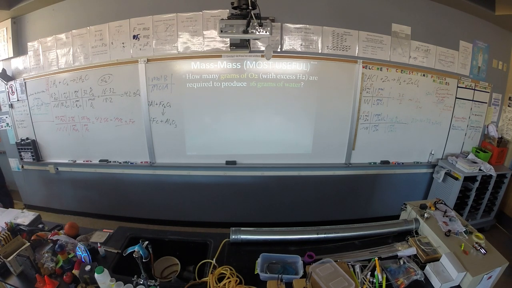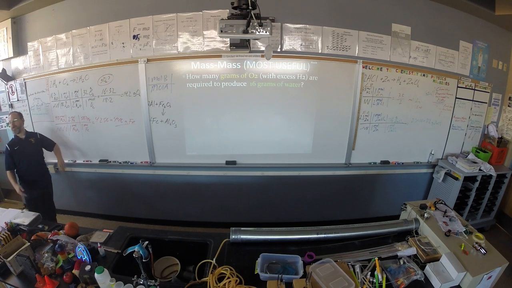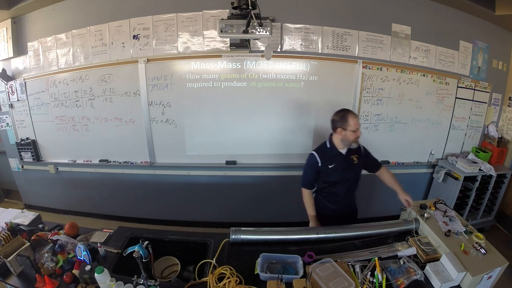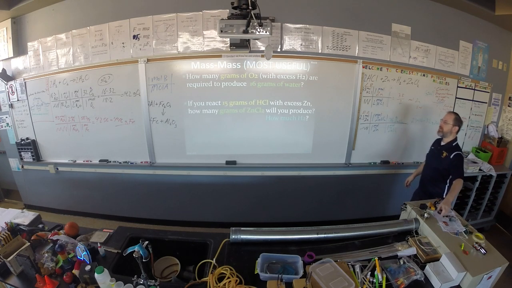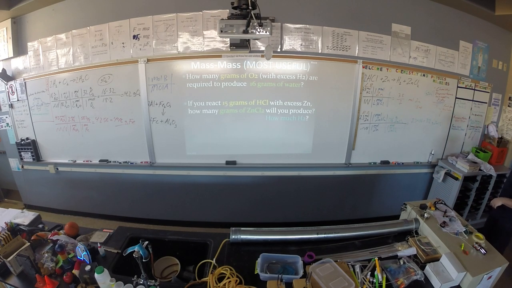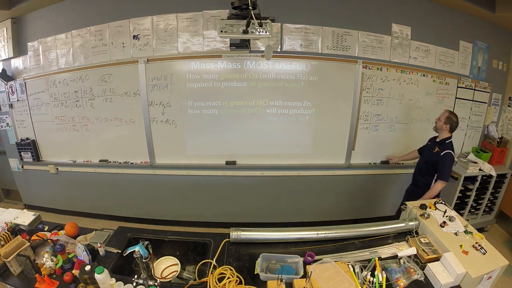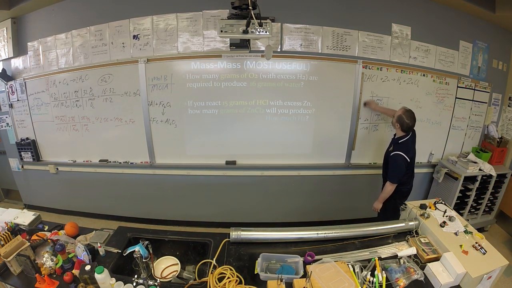All right. If your work looks like my work, give me a thumbs up. Okay. If you're ready to do one on your own, give me a thumbs up. If you have questions, put your hand up and wave it around. All right. So the next one's going to use the equations we've had previously. If you react 15 grams of hydrochloric acid with plenty of zinc, how many grams of zinc chloride will you make? So go ahead and work on this one on your own.